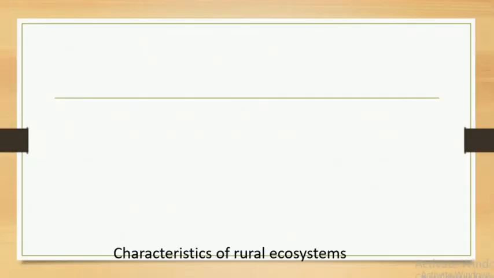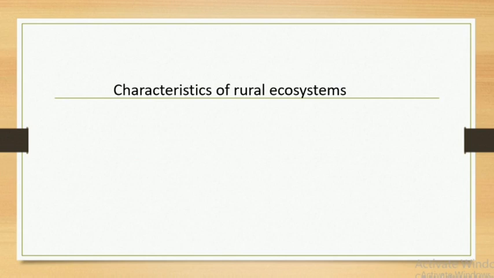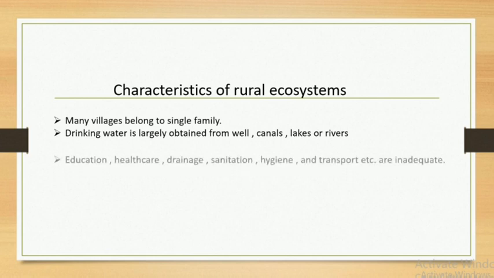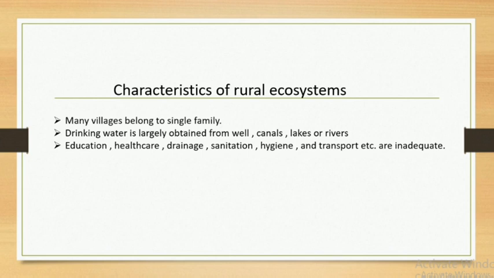So, characteristics of rural ecosystem: many villagers belong to a single family. Drinking water is largely obtained from wells, canals, lakes or rivers. Education, healthcare, drainage, sanitation, hygiene and transport etc. are inadequate in rural ecosystems. Rural areas are mostly free from air and noise pollution.